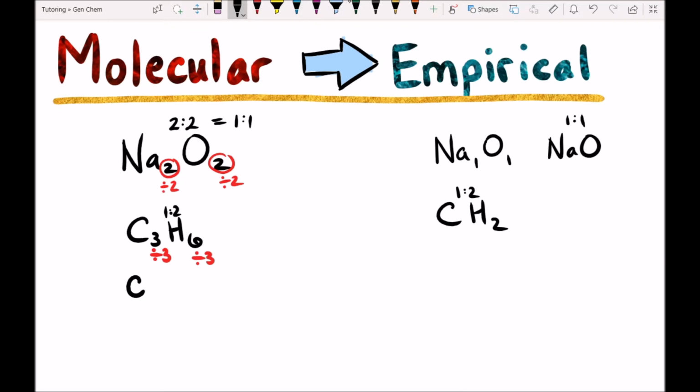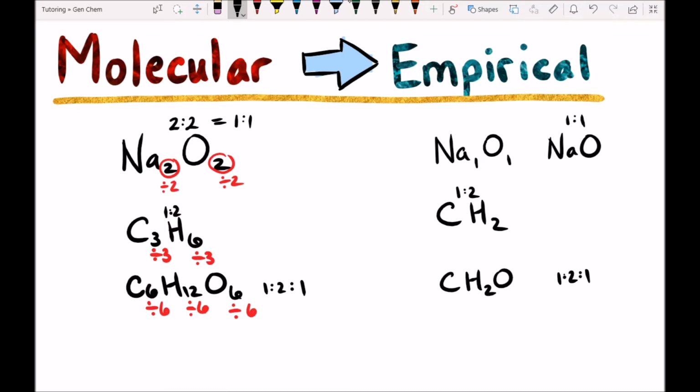Let's look at sugar. C6H12O6. Greatest common factor between 6, 12, and 6 is 6. Divide by 6 for each subscript. And what we get is C1H2O1. So we have a 1 to 2 to 1 ratio in the empirical formula. So notice the ratio is the same between the molecular and empirical formula, but we're reducing it, simplifying it down to the lowest numbers we can.